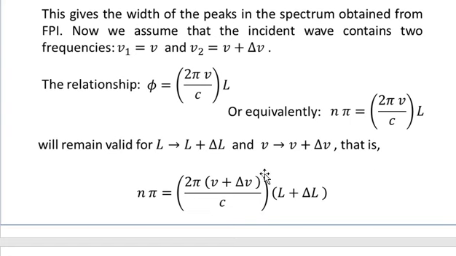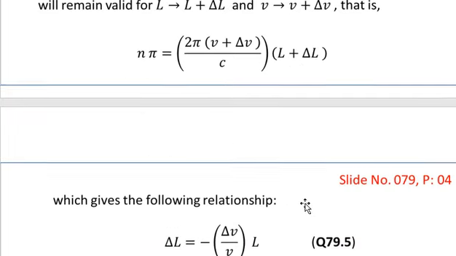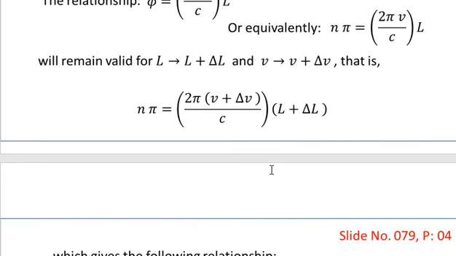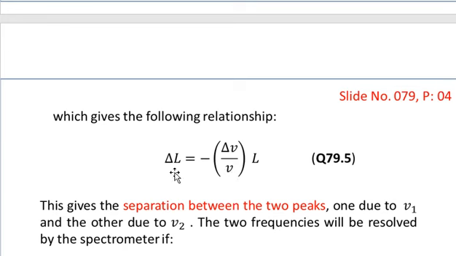So making these transformations, L replaced by L plus delta L and nu replaced by nu plus delta nu, we have the expression modified as given. So n pi is equal to 2 pi multiplied by nu plus delta nu divided by c, and outside that we have capital L plus delta L, which gives the relationship. So delta L is equal to minus delta nu over nu into L. If you simplify this expression, you get this relationship, where delta L is the change in the separation between the two plates of the interferometer.